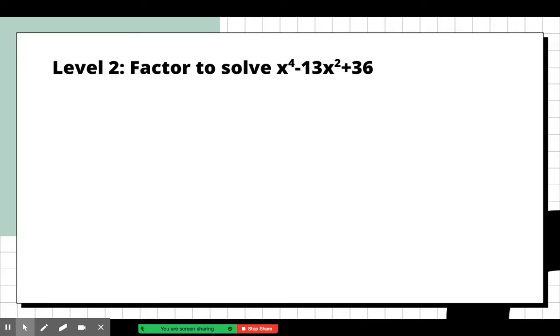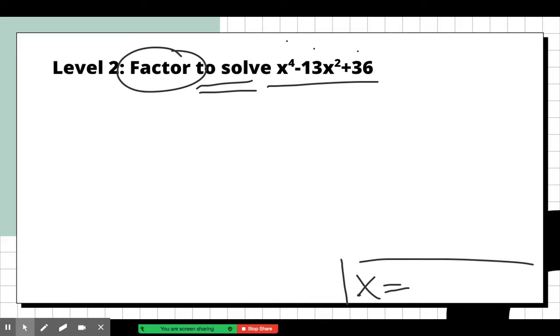Because it's a trinomial, really all we're doing is just like a regular box method problem. And I'm saying trinomial because I have 1, 2, 3 terms, right? So I'm going to go ahead and actually factor so that I can solve. So when it says solve, I want x equal statements. So I want to know what numbers x is going to equal. That's what solve means. So x to the fourth minus 13x squared plus 36.